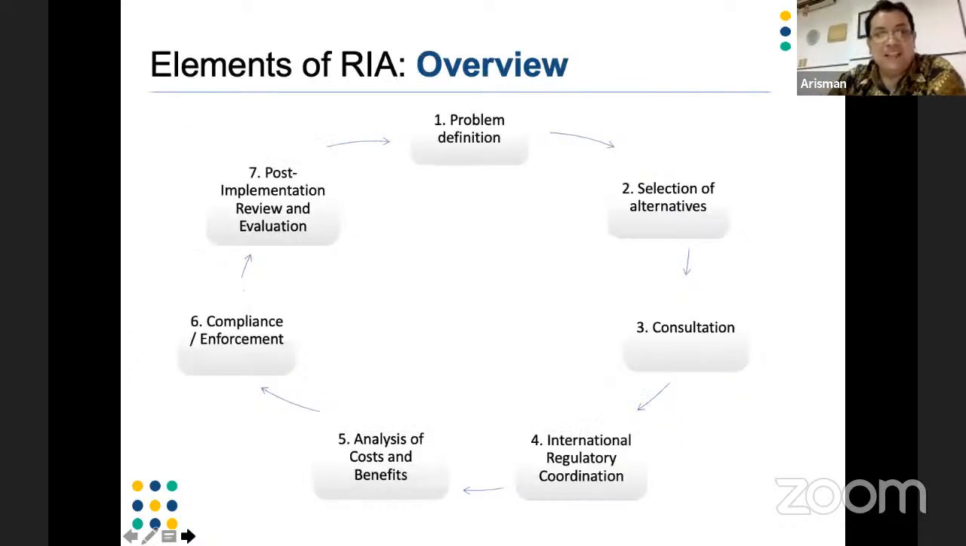This is just a simple element of RIA, or regulatory impact analysis. The first is the problem definition, and then selection of alternative, like I mentioned, consultation. And then if in the regional context, we need international regulatory coordination, can be ASEAN, can be EU. And then the analysis of cost and benefit, followed by compliance and enforcement. This is also quite a challenge in several countries, the enforcement. And then the last one is a post-implementation review, or we call it monitoring and evaluation.